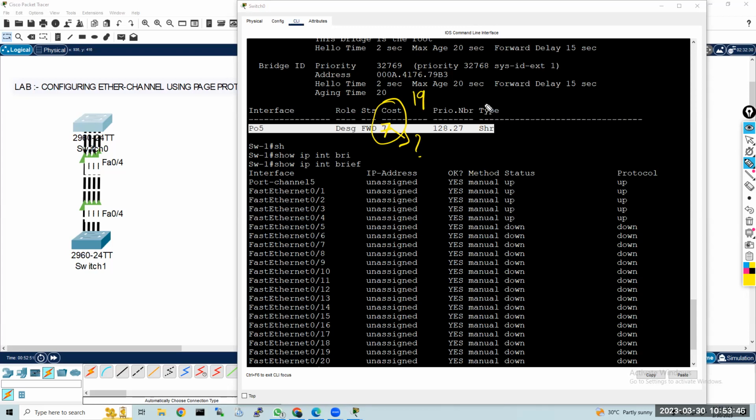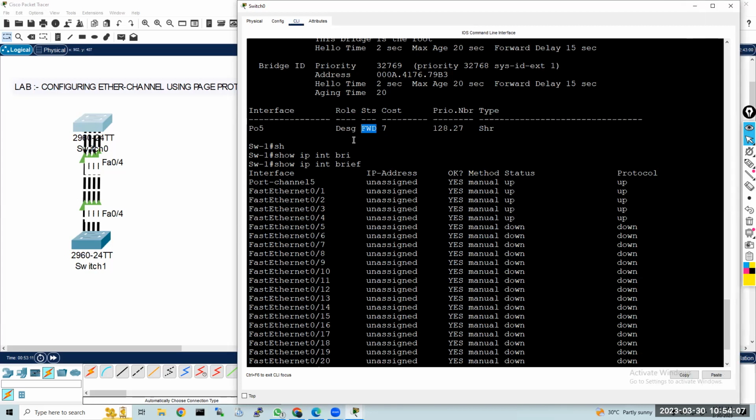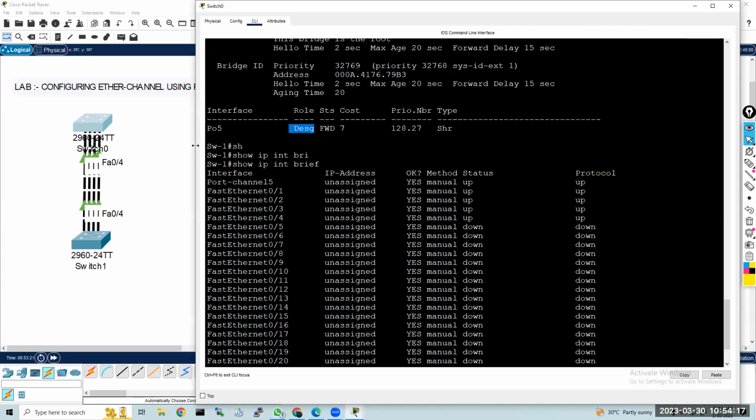What is that role? DESG. Next to that 7, before it, FWD. FWD means forwarding. DESG means designated port. These are the designated ports. Our types are shared.